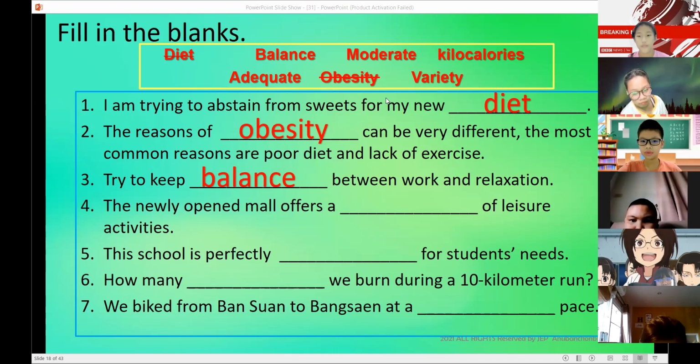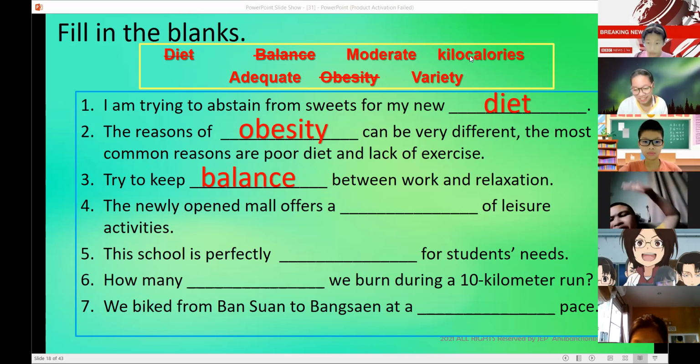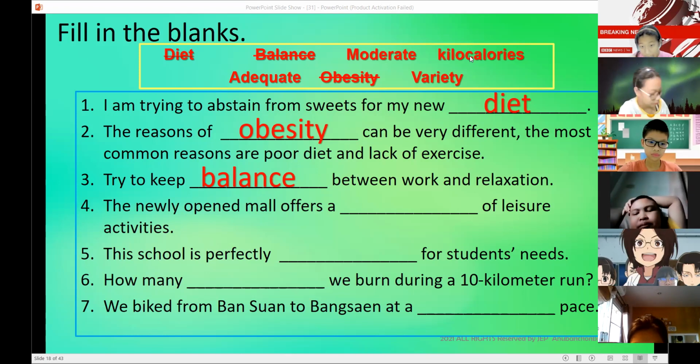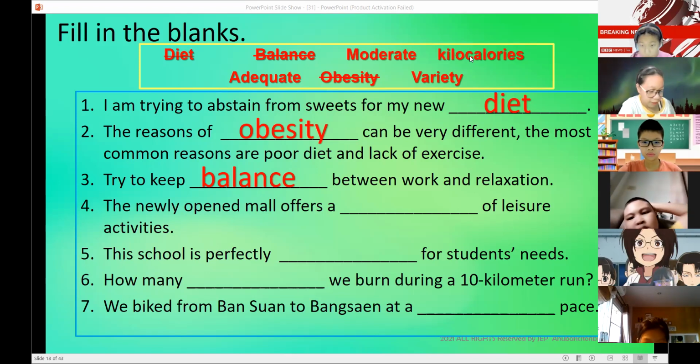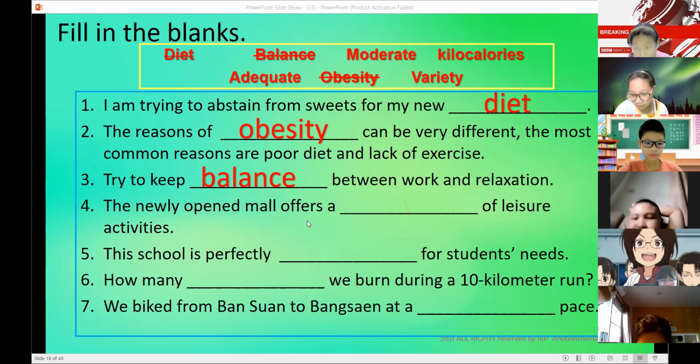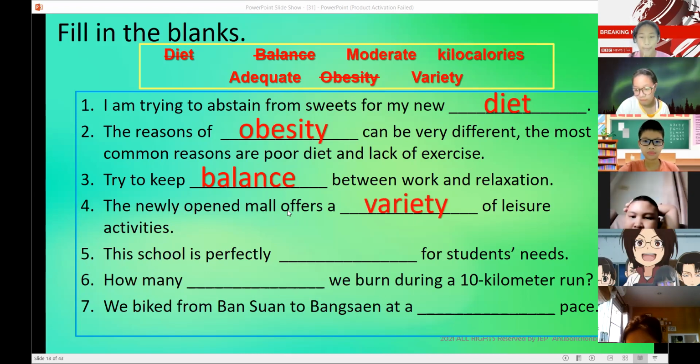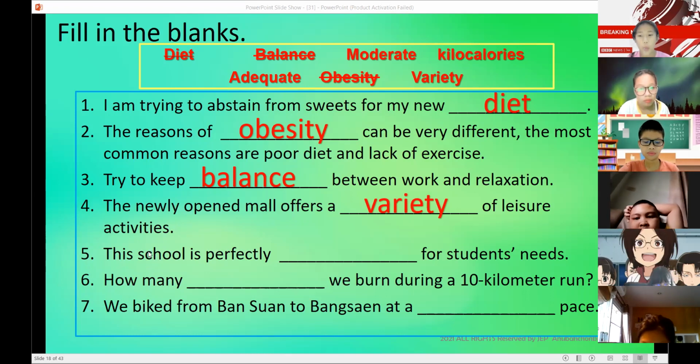Moderate is a wrong answer. The correct answer here is moderate, variety, or kilocalories. So Supakrit, try to answer again. Kilocalories or variety? Variety. Very good. Okay, variety. Next item here, number five. Let's ask Puti-san.